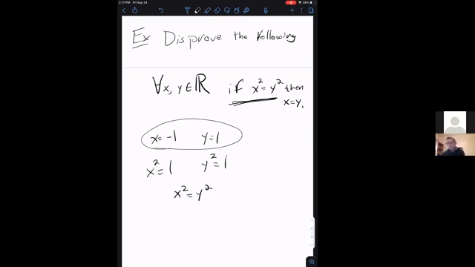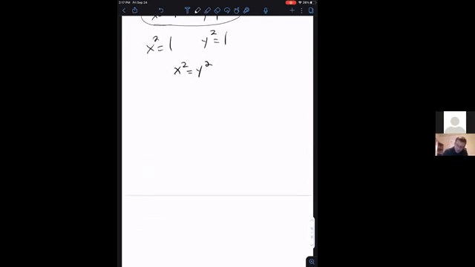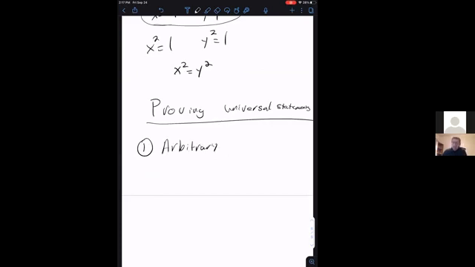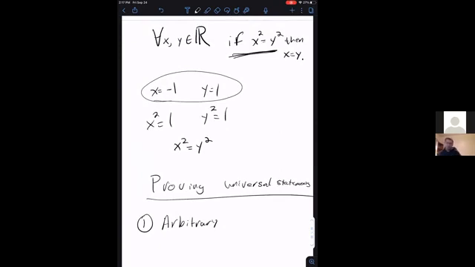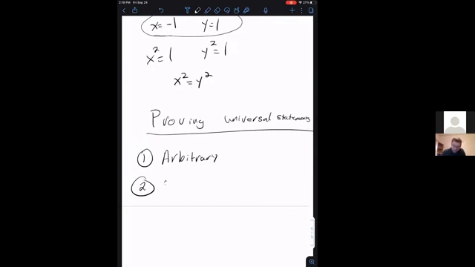Proving universal statements is a little harder, though not that much harder. There are two ways to do it. The first way is what I call arbitrary. If I say for all x and y in the real numbers, it's arbitrary because you can't literally check every single x and y in the real numbers. It's impossible. The other way is through exhaustion, which is checking every single possibility. It's not great and no one really does it this way, but it can be true.